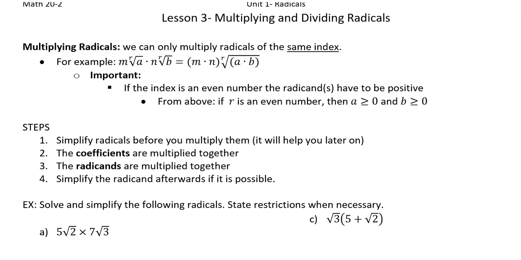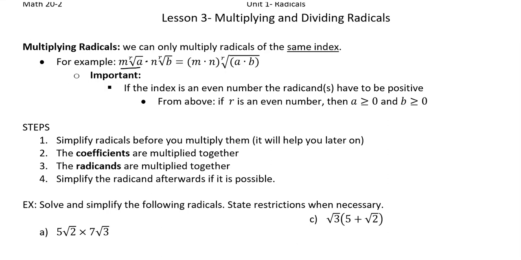In lesson 3, we're going to take a look at multiplying and dividing radicals. Just like we did in the last lessons, we're going to start out by looking at some notation. It looks complicated with all the letters, but what this is really saying is, if you had some radical, some number m, and then the r just means it could be any index, like a square root, cube root, fourth root, anything else. And then you've got your radicand underneath.